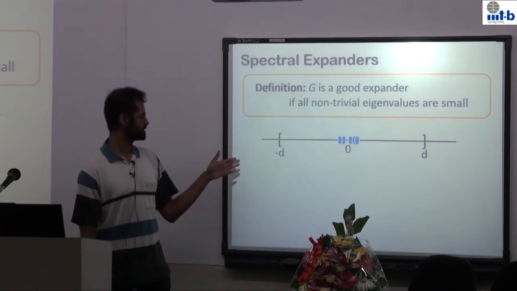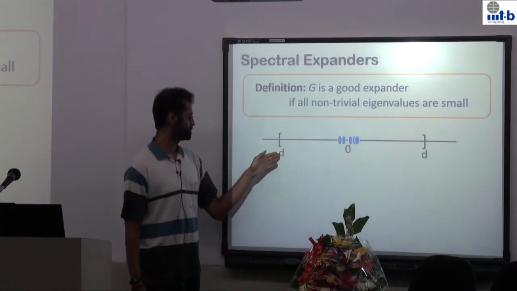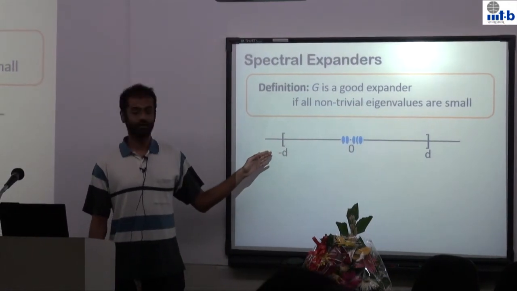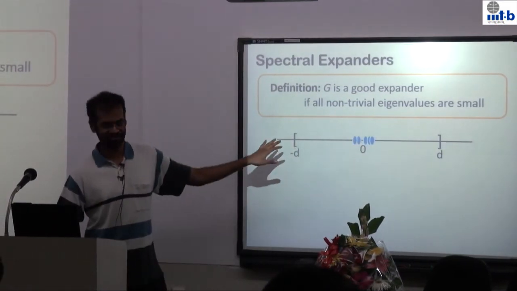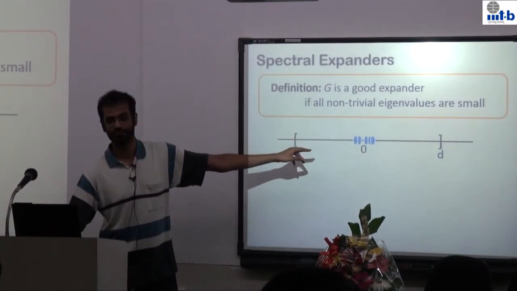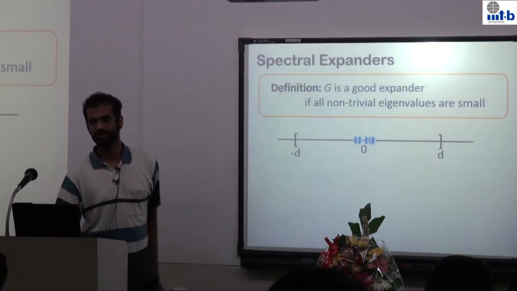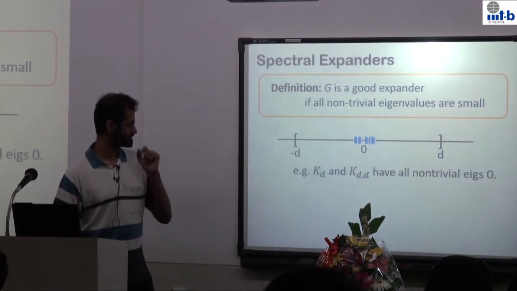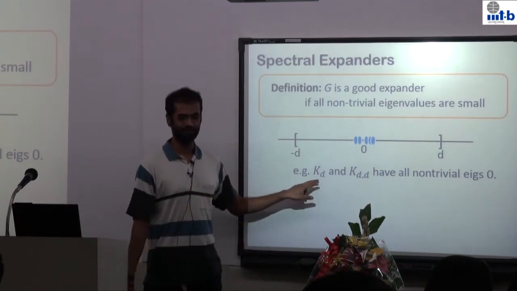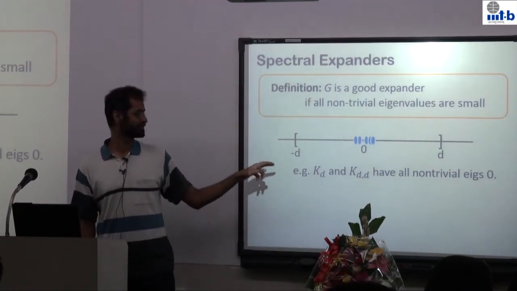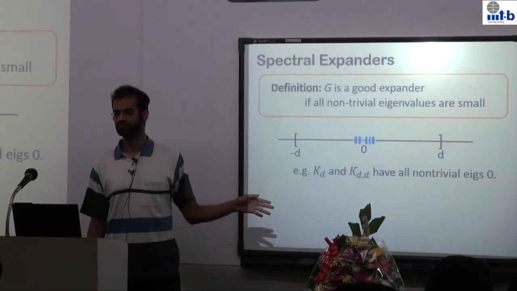So I just told you that there's always a d eigenvalue, and if it's bipartite, a minus d eigenvalue, and the rest of the eigenvalues are somewhere in between. And the definition is that G is a good expander if the eigenvalues are really close to 0. Okay. So here's a sort of canonical example of, in some sense, the best expanders. If I look at the complete graph on d vertices, you can check that all of the non-zero eigenvalues are actually equal to 0.